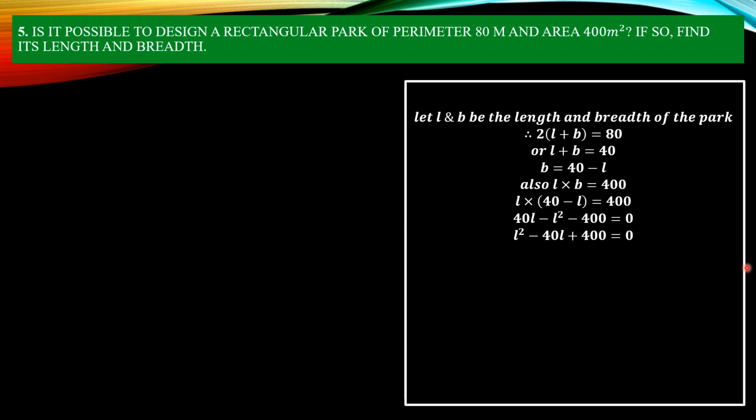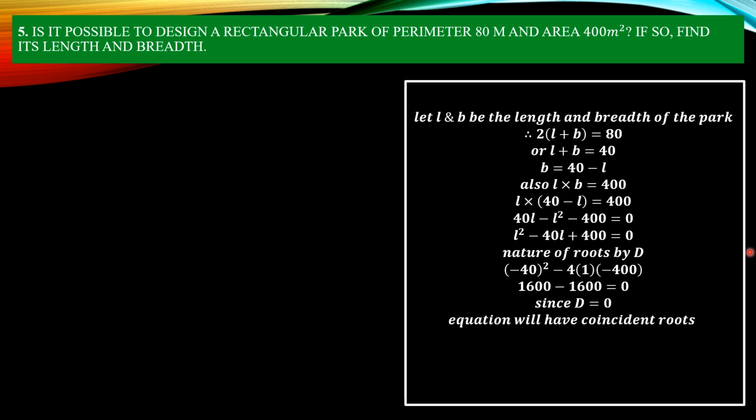On simplifying it, we get the quadratic equation as L square minus 40L plus 400 is equal to 0. Now we'll check the nature of the roots by D, that is B square minus 4AC. B square, minus 40 square, minus 4, A is 1, C is 400. So it comes out to be 1600 minus 1600 is equal to 0. 0 means the equation has two equal real roots or coincident roots, which means the condition for this rectangular park is still possible.